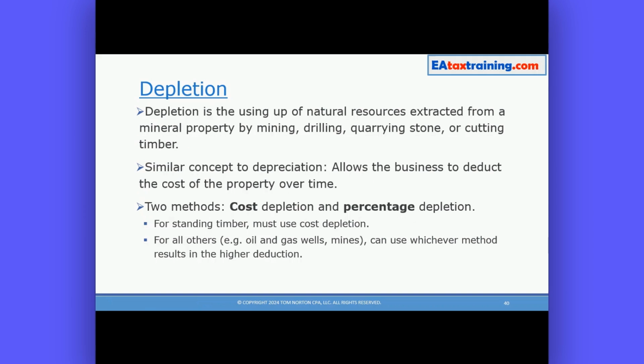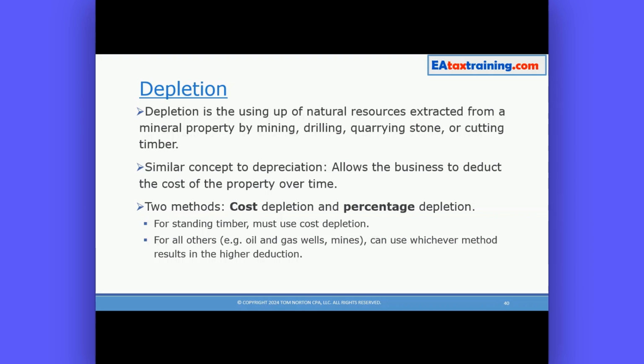There are two methods of depletion. There's cost depletion and percentage depletion. For standing timber, you must use cost depletion. For anything else, whether it is minerals, oil and gas, etc., you can choose to use either cost or percentage depletion, depending on which one results in the higher deduction.